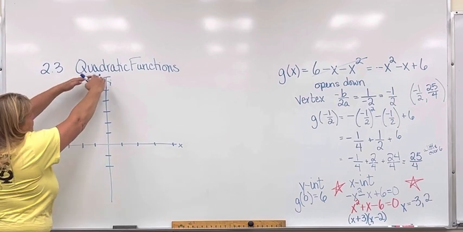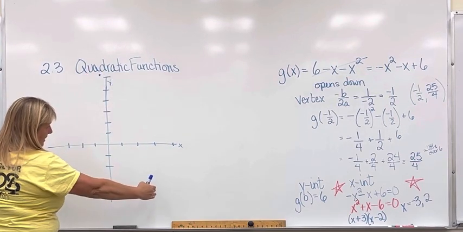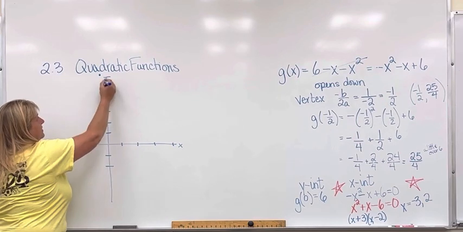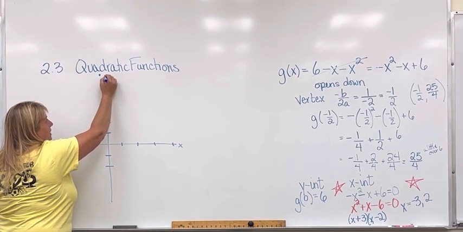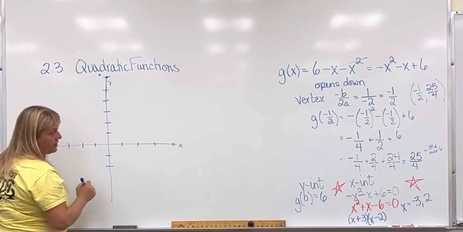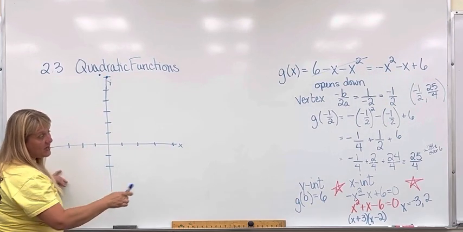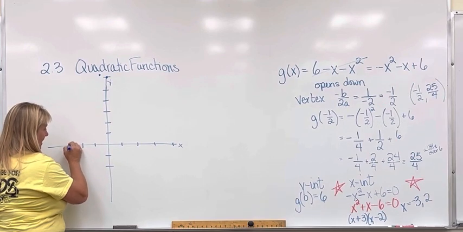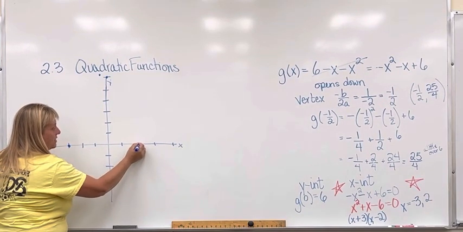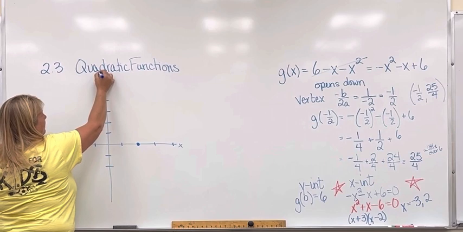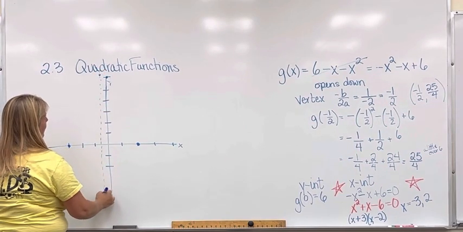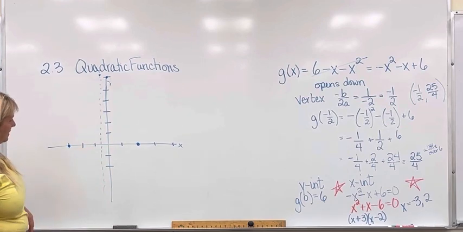Now, it's opening down, which means it's going to look like this, and it's got a y-intercept of +6. So it's got a y-intercept right here. So its y-intercept and its vertex are very close to each other. But then it has these two x-intercepts. One of them is at -3. The other one is at 2. And we've got that line of symmetry, the axis of symmetry running right down through there. So it does look symmetrical.